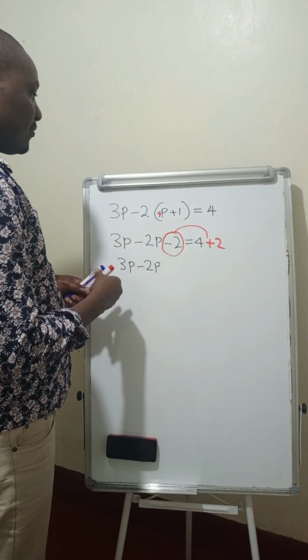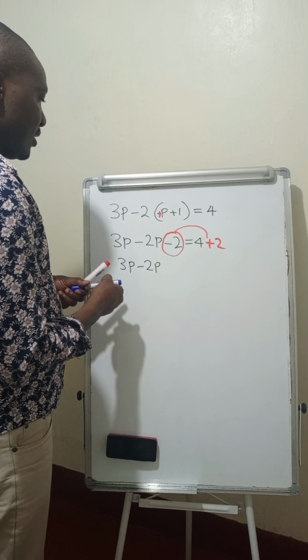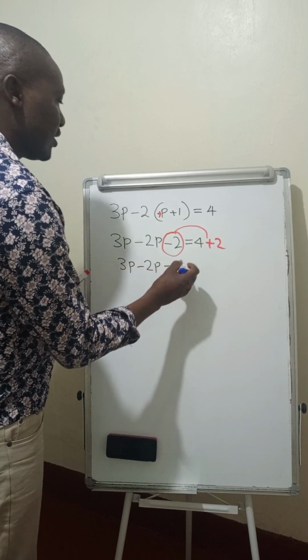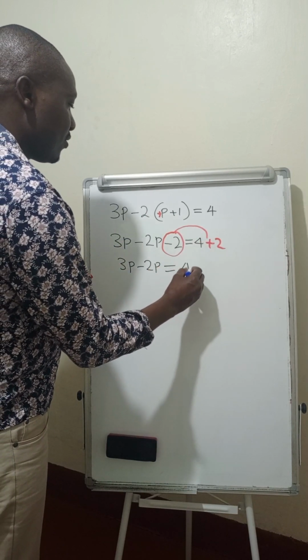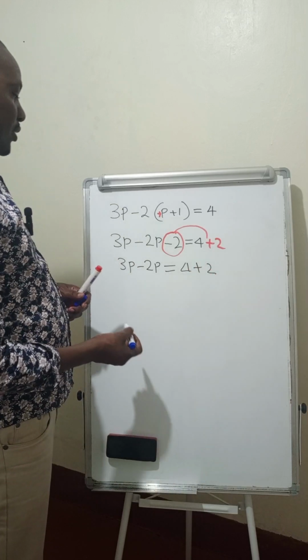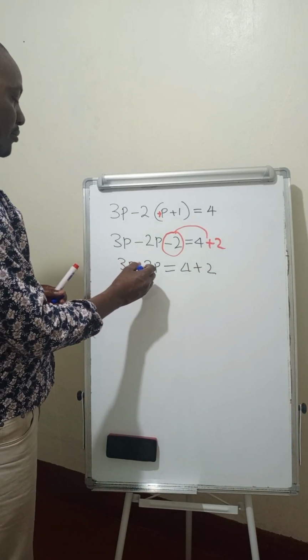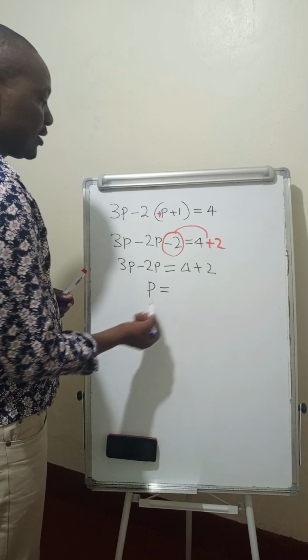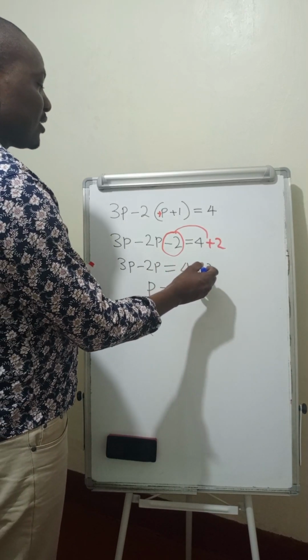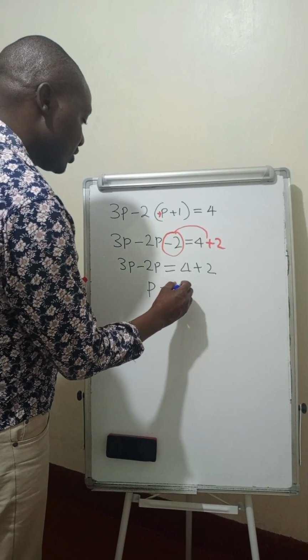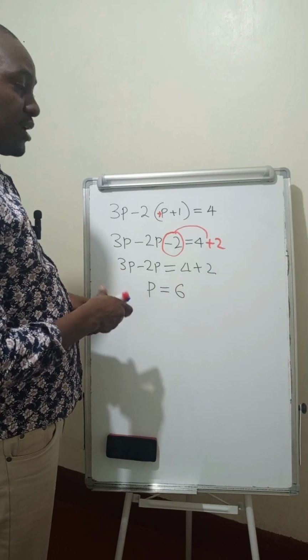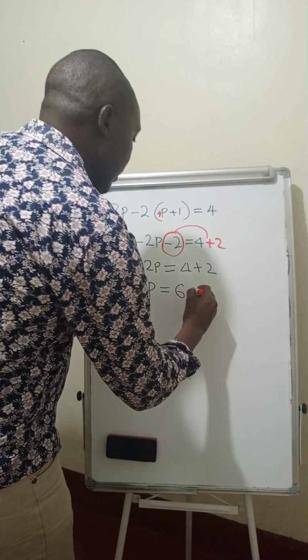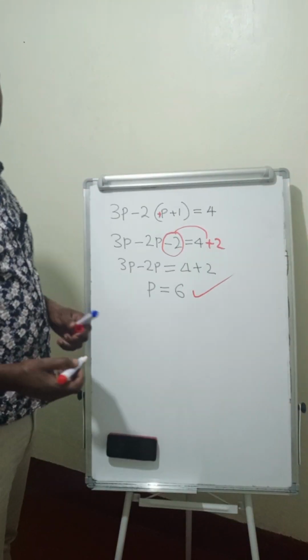So I will have my equal sign here. Then I have 4 plus 2. Now 3p minus 2p, you'll remain with just p. Then 4 plus 2 is equal to 6. And that's how you will get your answer.